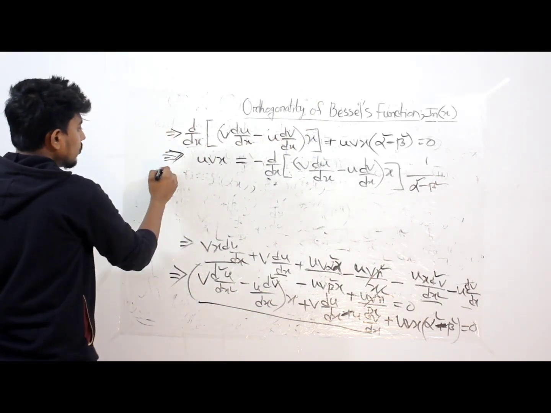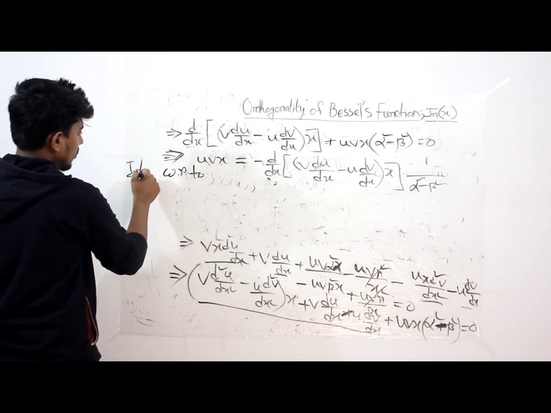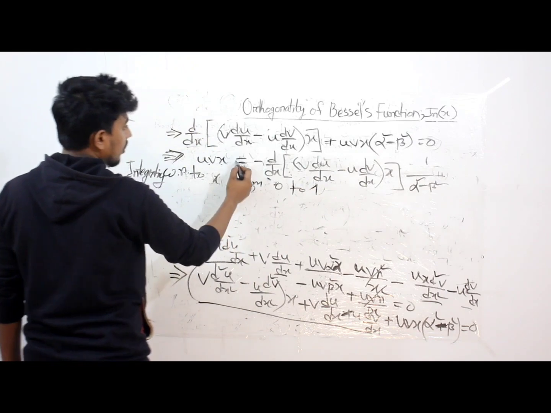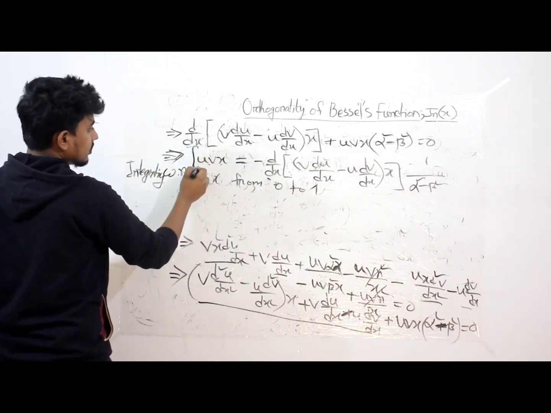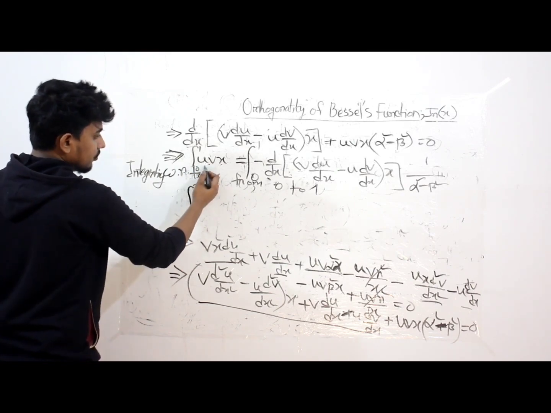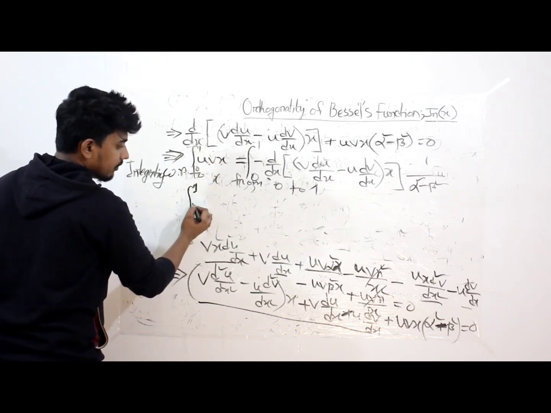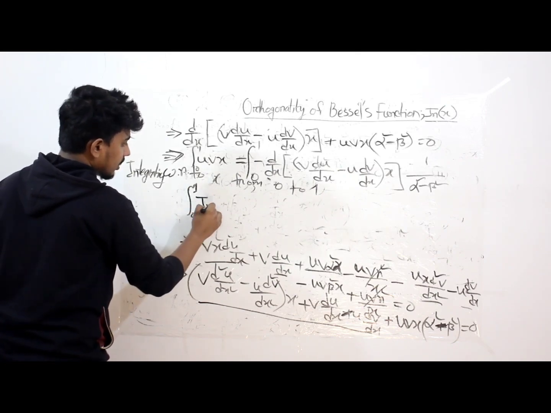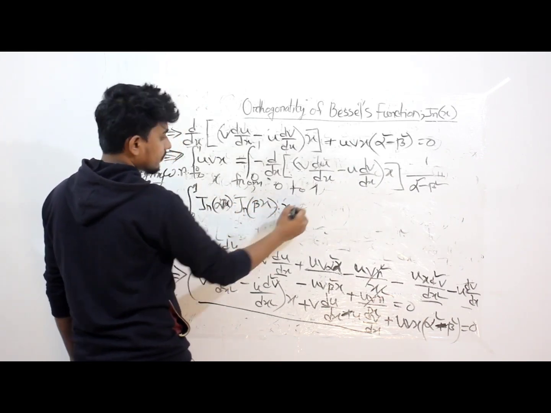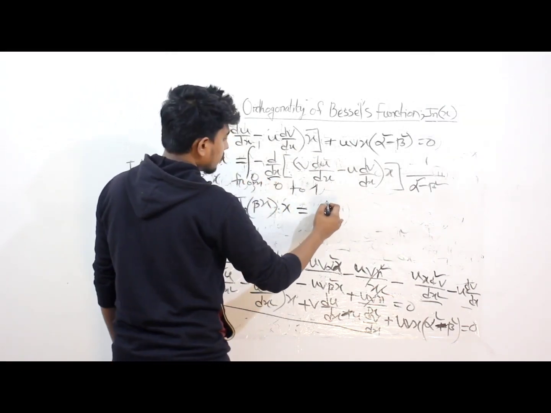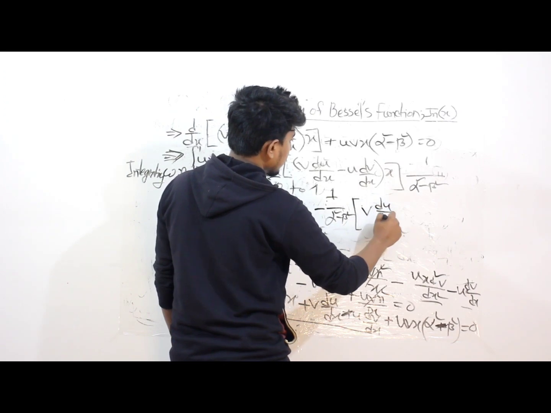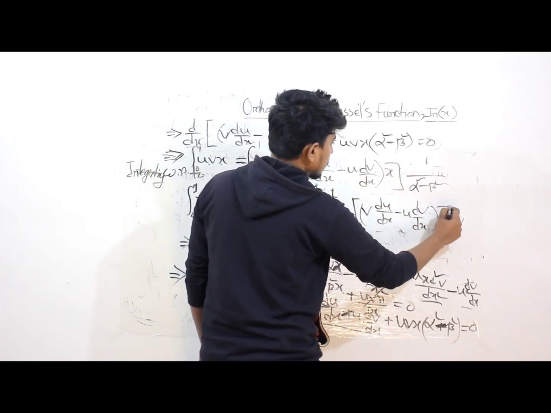Then integrating with respect to x from 0 to 1 of this equation, if we integrate here also from 0 to 1, then this term from 0 to 1, we can write u as Jn of alpha x and v as Jn of beta x, into x, equals the differentiation and the integration cancelled, and we can write minus 1 by alpha square minus beta square into v du by dx minus u dv by dx into x, with limits 0 to 1.